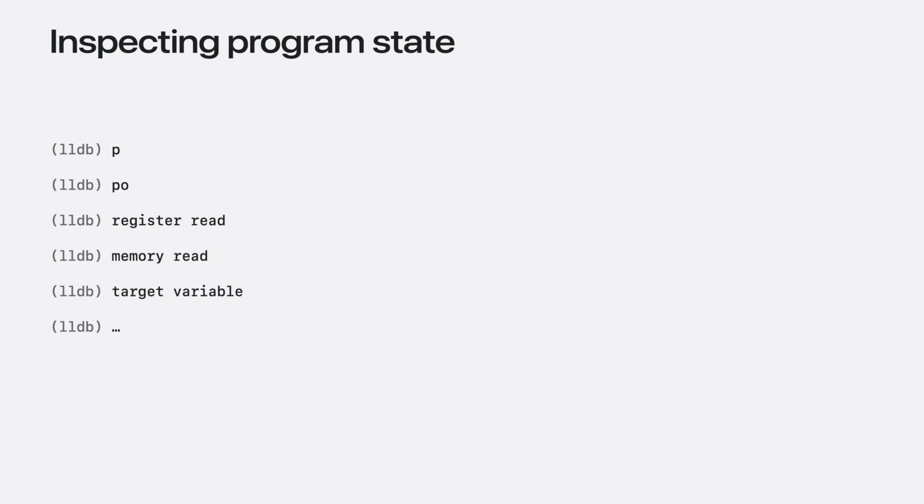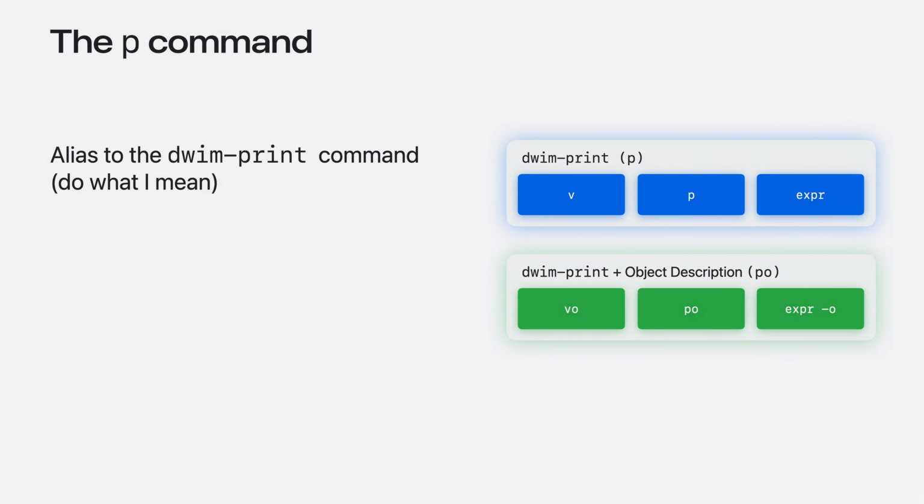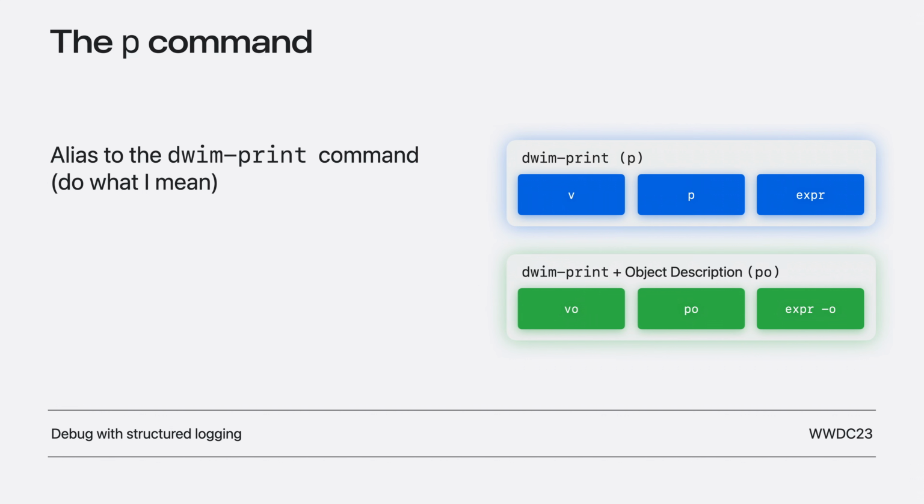It can be overwhelming to understand all of these tools, but since Xcode 15, p is the right command for most situations in which you need to inspect a variable or evaluate an expression. It has been reworked as an alias to the do-what-I-mean print command, which allows you to save time by combining many different tools under a single command. We cover this in detail in Debug with Structured Logging. Let's give it a try.